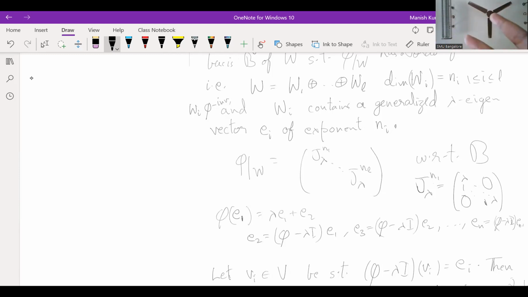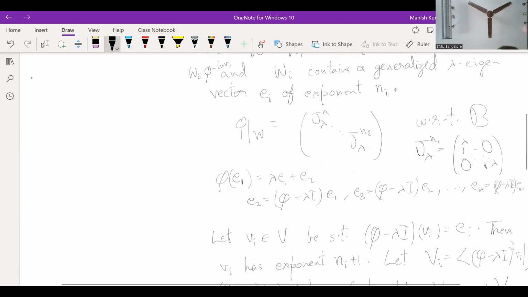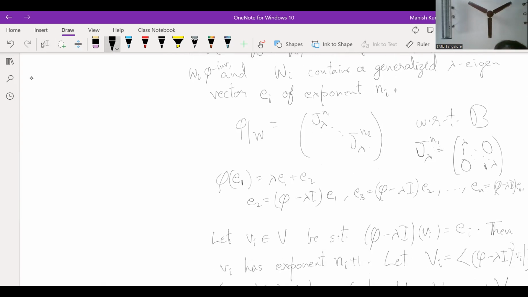So using this identity, phi E1 is lambda E1 plus E2, phi E2 is lambda E2 plus E3, and so on. Eventually you get that En is phi minus lambda I of En minus 1, and using those identities we get these things. So what we are getting is that the first n terms of the elements in B is precisely given by the basis constructed from E1 in the previous proposition.